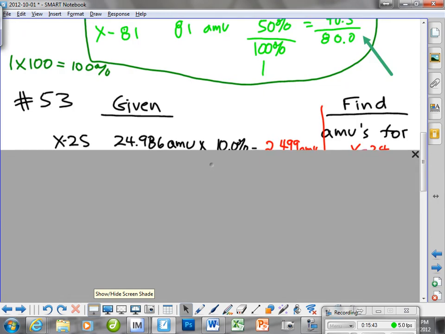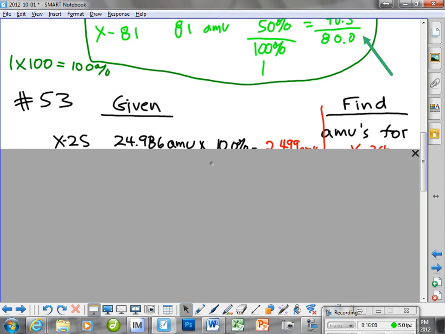Okay. In this one, we have X25. Do you all understand that the 25 after the element means that's an isotope? And what does it represent of the isotope? Come on, say it. Mass. It's the mass number. Yeah, it's the mass number.